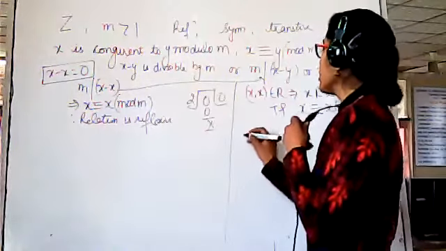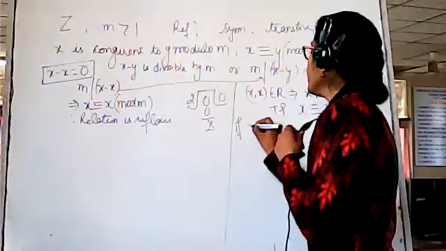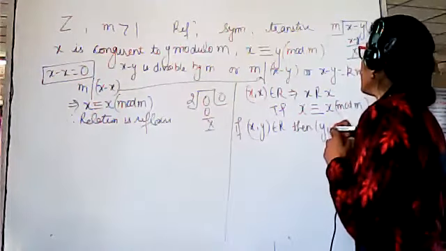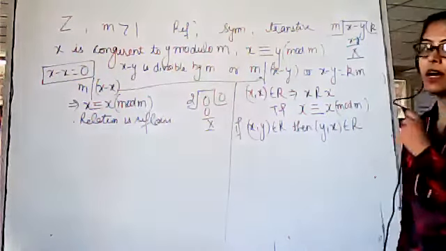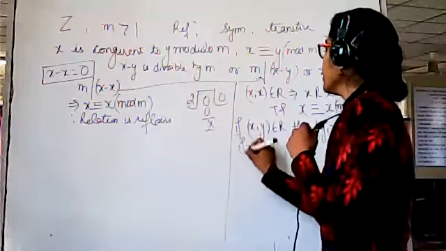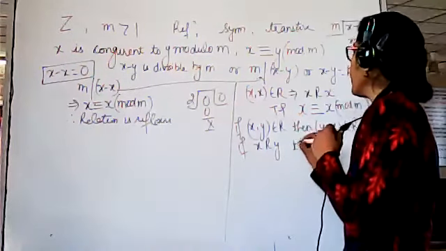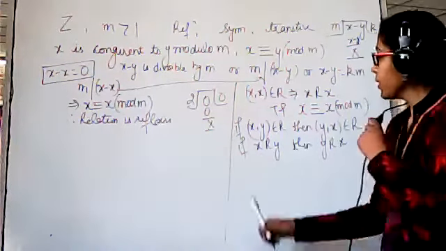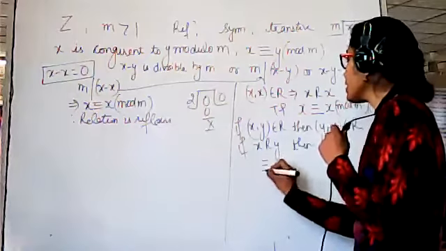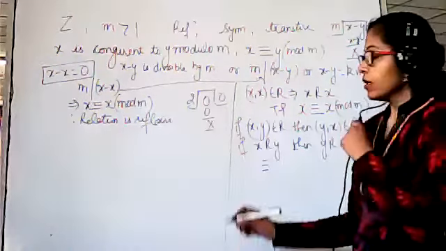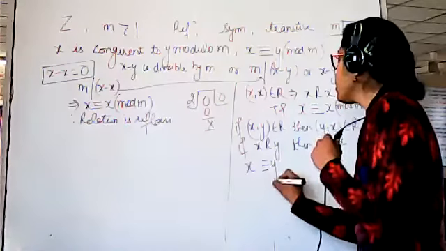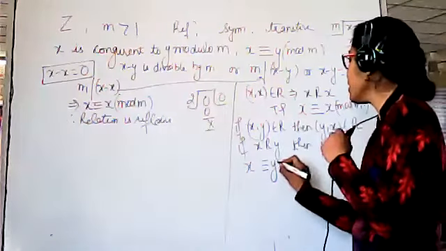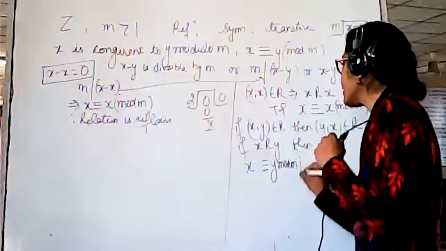For the symmetric relation, what do we say in a symmetric relation? If ordered pair (x, y) belongs to relation R, then ordered pair (y, x) must belong to relation R. We can also write this as: if x is related to y, then y must be related to x. Now look here, instead of the relation we have this congruence sign. So if x is related to y, because there is congruence here, there will be mod n on the right hand side.